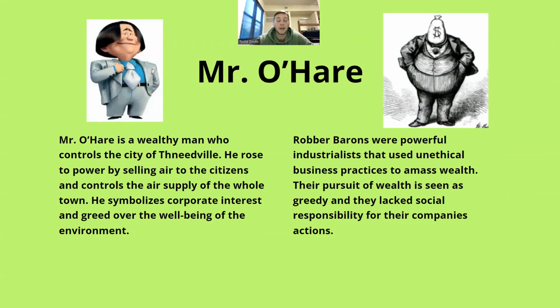Next character would be Mr. O'Hare. Mr. O'Hare is a wealthy man who controls the city of Thneedville. He rose to power by selling air to the citizens and controls the air supply of the whole town. He symbolizes corporate interest and greed over the well-being of the environment. Compare him to robber barons of the Gilded Age. Robber barons were powerful industrialists that used unethical business practices to amass wealth. Their pursuit of wealth is seen as greedy, and they lack social responsibility for their company's actions.